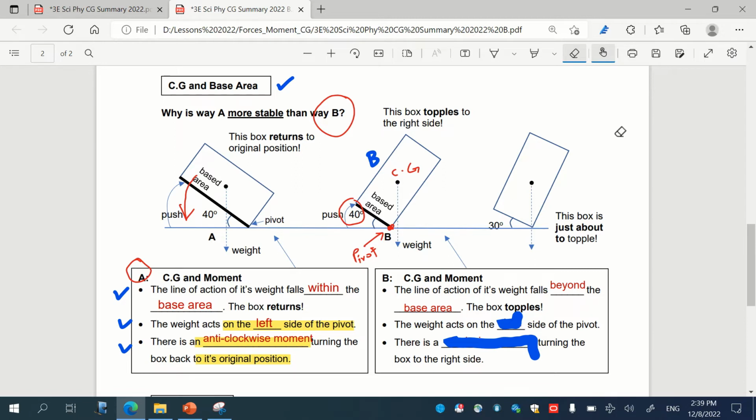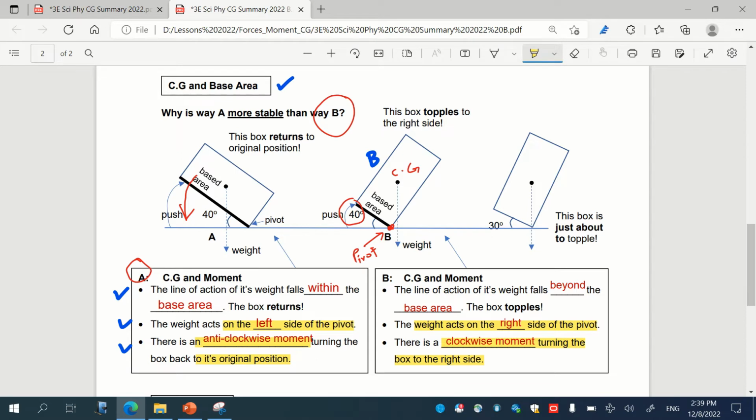Now why? At 40 degree tilting, the weight acts on the right side of the pivot. In very simple English terms, the weight acts on the right side of the pivot, and thereby causes what? There is a clockwise moment, turning the box to the right, which is causing the box to topple.